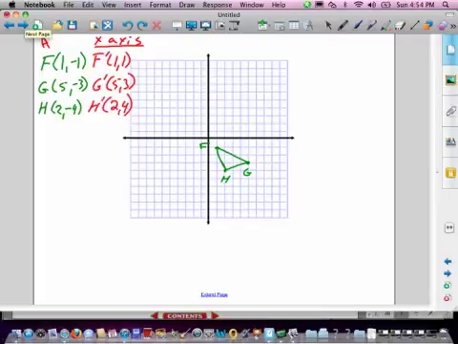And you can plot those points, or you can just count up and, here's 1, 1. That's F prime. Here's 5, 3. And you know that it's going to be above where G is. So there's G prime. And H prime is going to be above where H is. And so you can say that's 2, and then 4 up. So there's my H prime. And there's my new triangle.